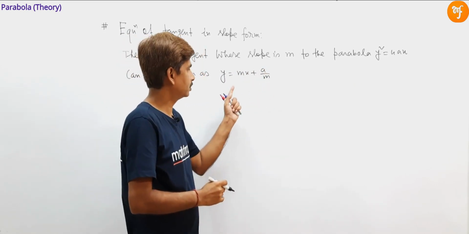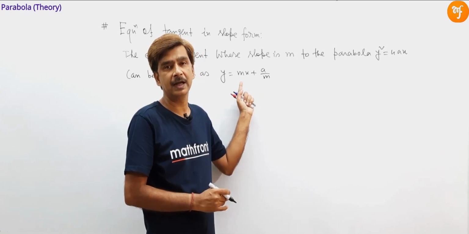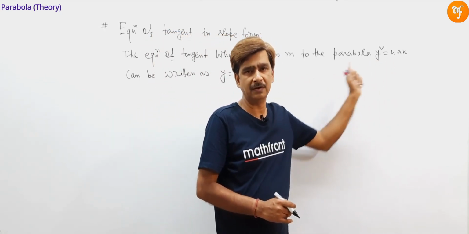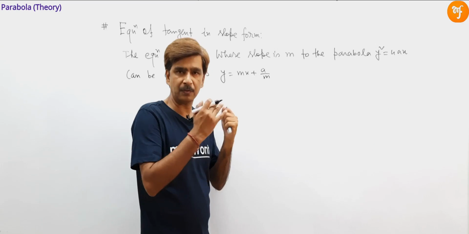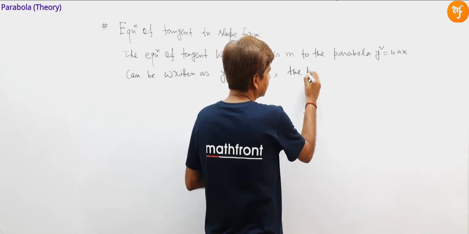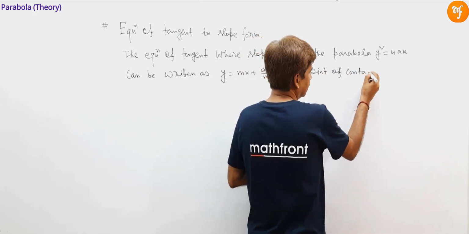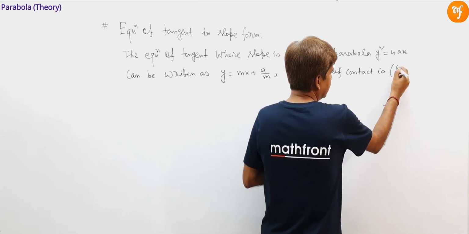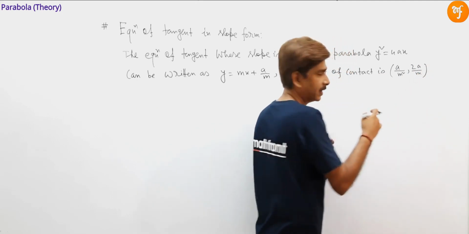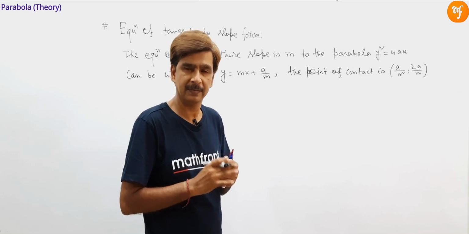Okay, so look here, only the equation of tangent depends on m, and a is known. We know y square is equal to 4x, we will get the value of a, and the point of contact is a by m square comma 2a by m. So in terms of m, the point of contact is a by m square comma 2a by m. Got it?